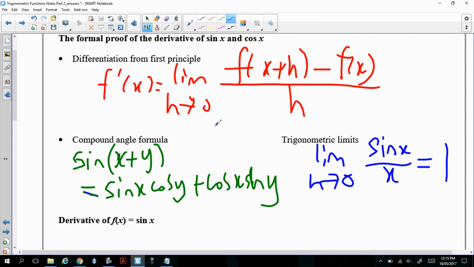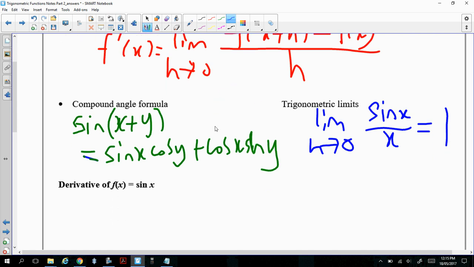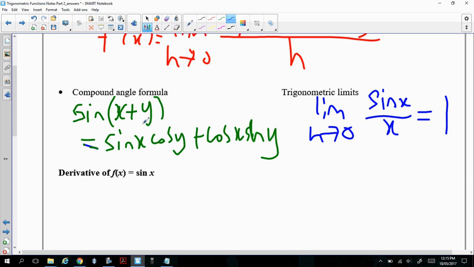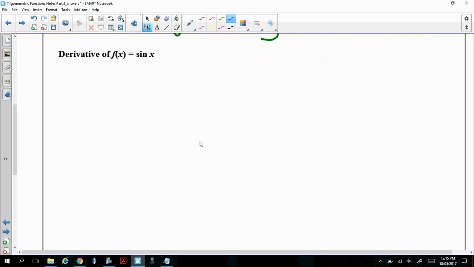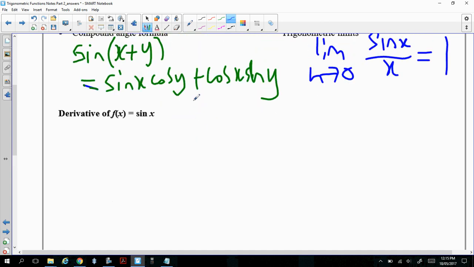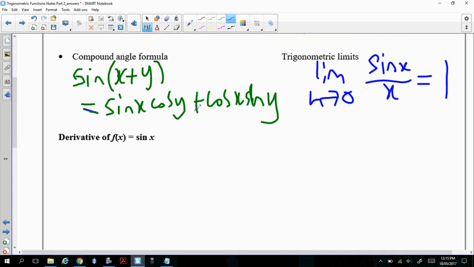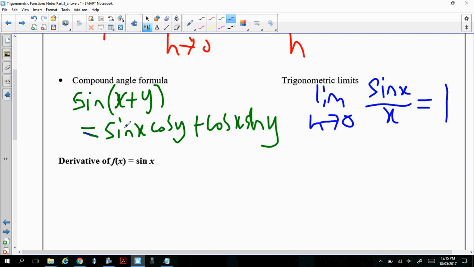Now the proof of the derivative of sine x, as you can see, cannot be done at 2-unit level because we don't know these two formulas. So in extension 1, you get to see why the derivative of sine is cos, as well as this formula. That's extension 1.